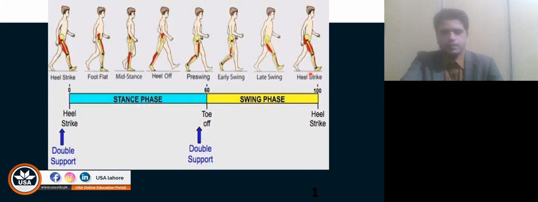So it is basically a cycle here. Notice this image here, it coincides with the image over here. So this cycle will continue to repeat: heel strike, foot flat, mid stance, heel off, pre-swing, early swing, mid swing, late swing, then heel strike, and then again. So this entire phase is one gait cycle.